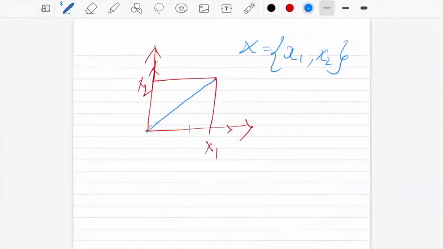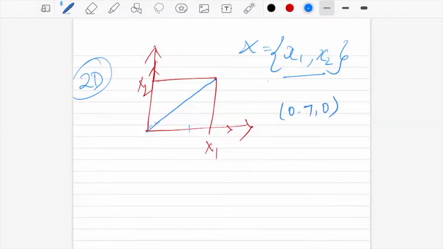For example, it's hard to portray n instances in n dimensions. So for our convenience, I have taken just 2 dimensions to explain. If you take a sample point like 0.7 comma 0.2, it might lie in this region.